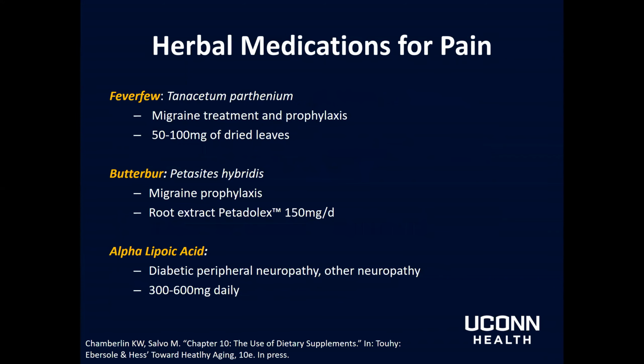We'd be remiss if we didn't conclude the drug portion of the discussion with just a brief overview of herbal medications for pain. So the first two that are listed here, feverfew and butterbur, have both demonstrated some minimal effect in migraine, either treatment or prophylaxis. And then alpha-lipoic acid has continually been studied specifically in diabetic peripheral neuropathy, with perhaps some positive outcomes at the dose listed.